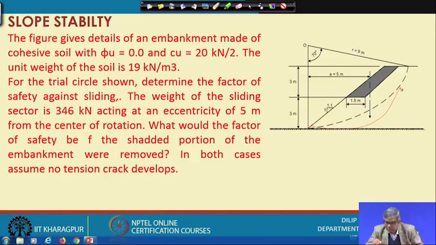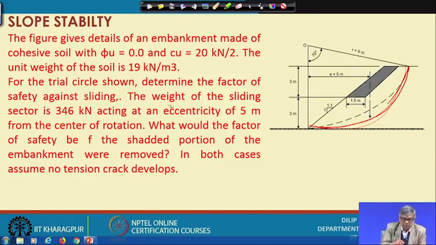Suppose this trial surface was circular. Actually it should be circular, though it does not look circular. For the trial circle shown, determine the factor of safety against sliding. The weight of the sliding sector is 346 kilonewton, acting at an eccentricity of 5 meter from the center. The center is here and the weight is acting here, so this distance is 5 meter. What would be the factor of safety?